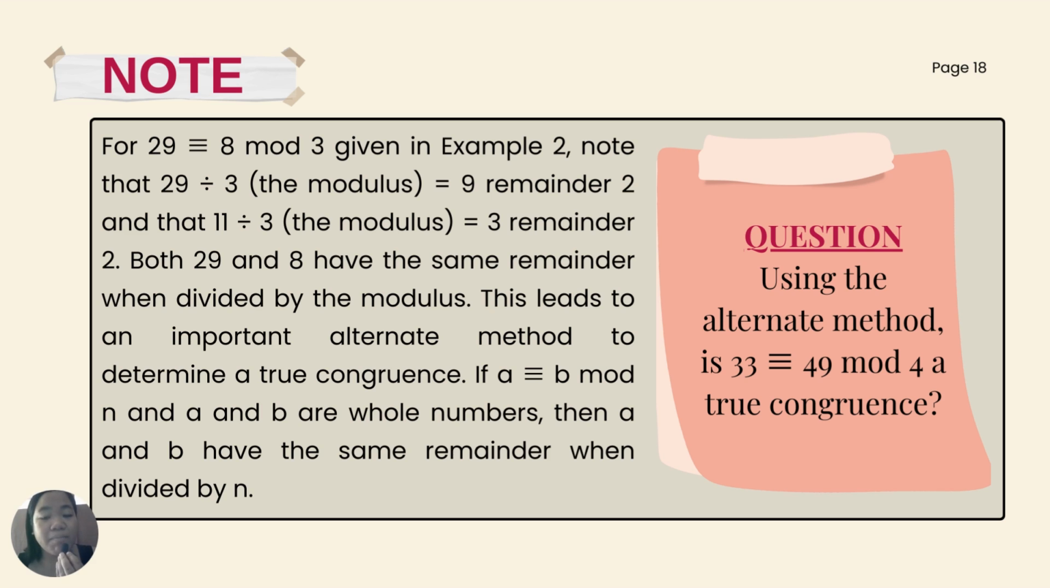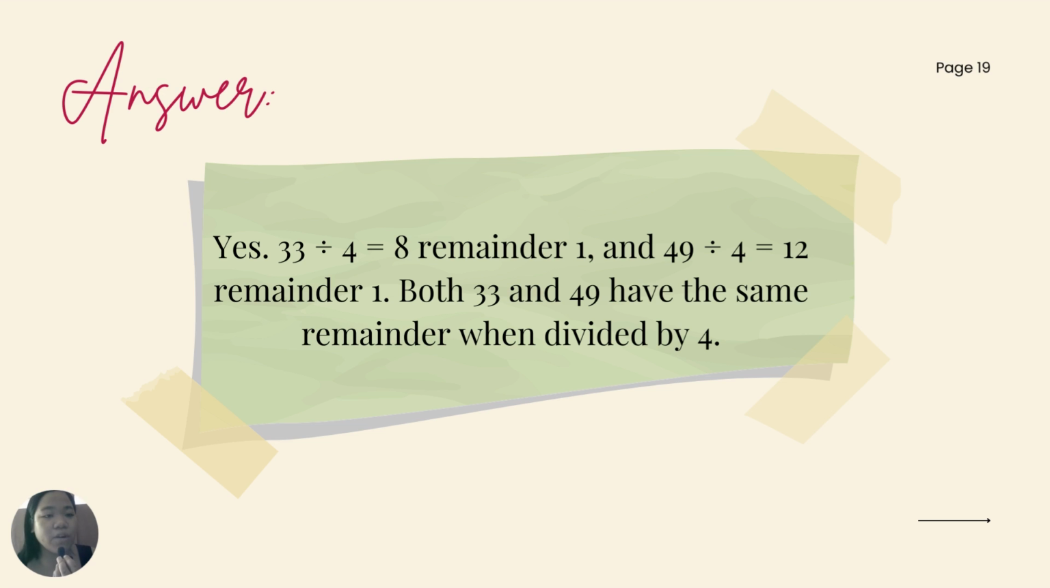Ari naman, alternate naman. Is 33 congruent to 49 mod 4 a true congruence? That is answer. Ready na? Okay, very good. Okay, aring answer ta. Yes.